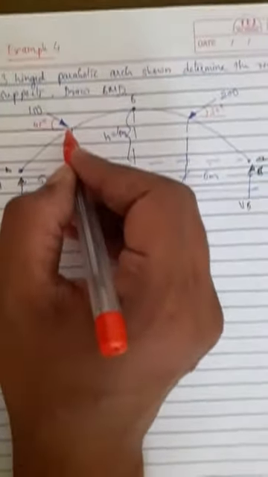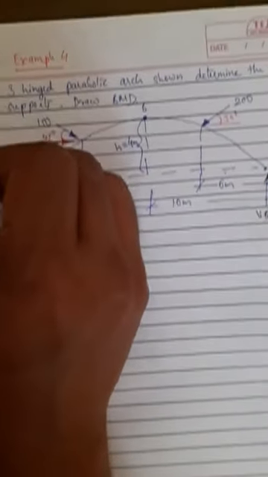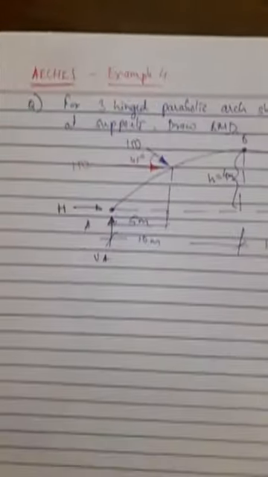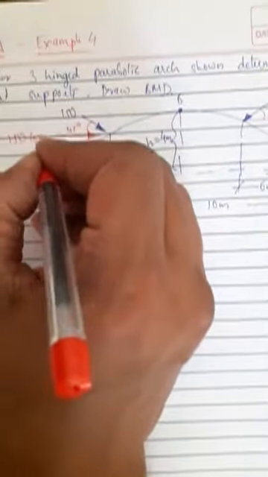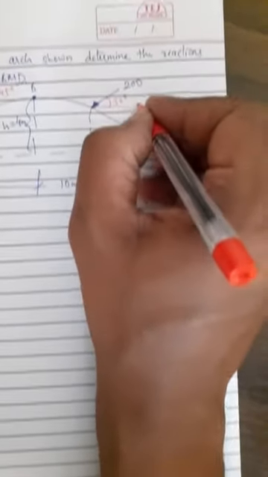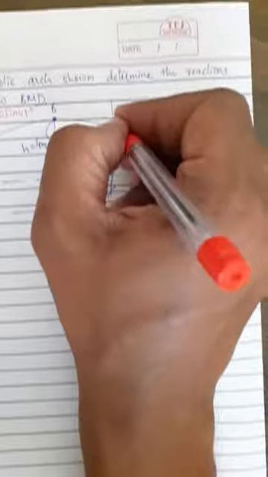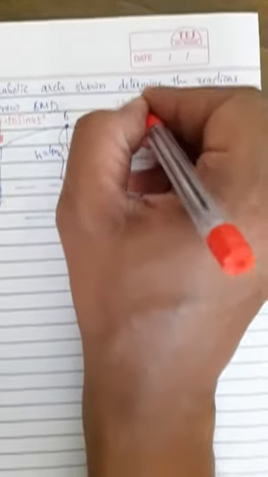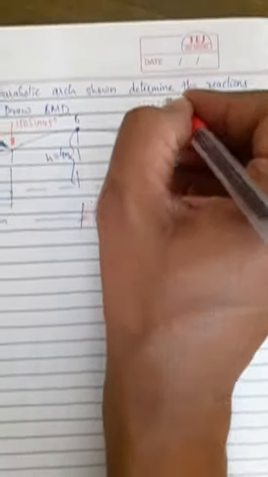150 is at 45 degrees with respect to horizontal, so this horizontal component will be 150 cos 45. Its vertical component will be 150 sin 45. Similarly, the horizontal component of the other load will be 200 cos 30, and the vertical will be 200 sin 30.